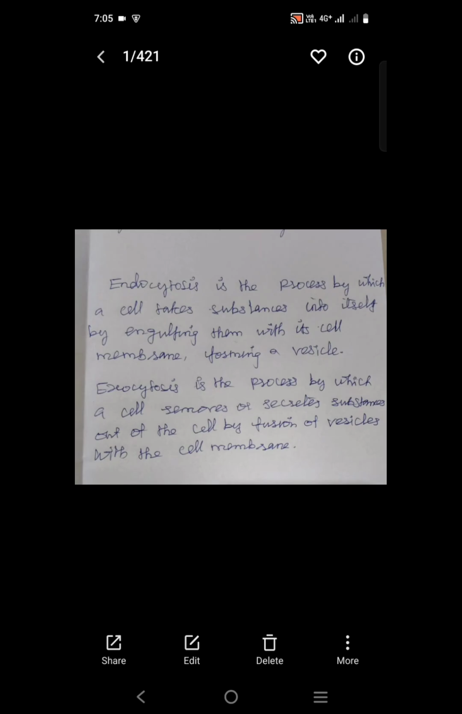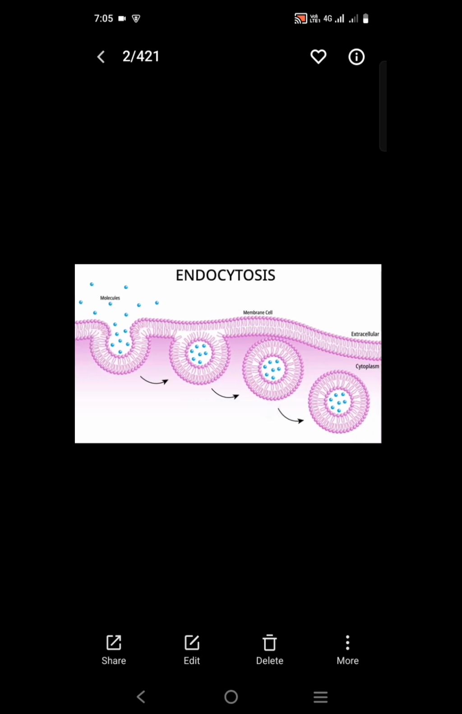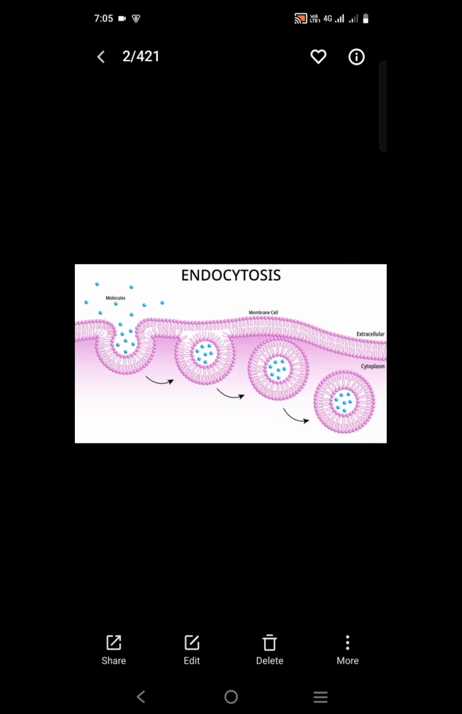Here, endocytosis is the process by which a cell takes substances into itself by engulfing them with its cell membrane, forming a vesicle. This is a process where the molecules enter inside the cells through the membrane, and the cell engulfs them. This is the process of endocytosis.